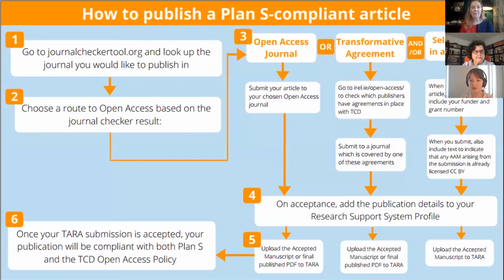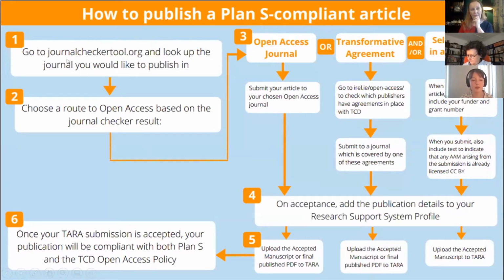So here is, I hope you can see this whole thing on the screen, just a guide to how to publish an article and have it be Plan S compliant and also compliant with Trinity's open access policy. This might look a little bit confusing if you've never done this before, but I'm going to go through all of these steps in a little more detail and show you some of these tools as well.